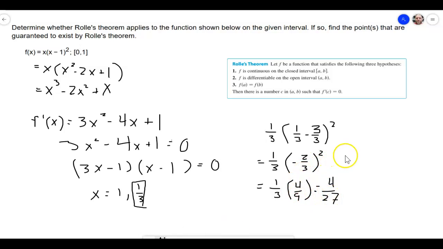All right, so your final point, or your c, is 1/3, and your point is what? 1/3, 4/27.